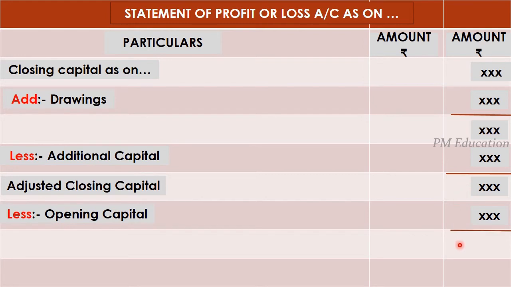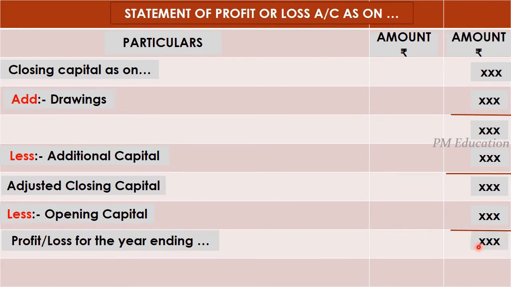Now see, we have to draw a line here, then write profit or loss depending upon the income we have gained or loss. If the closing capital is more, profit. If opening capital is more, loss. That amount should be written here. Now you have to draw a line here, a double line, to close the total.